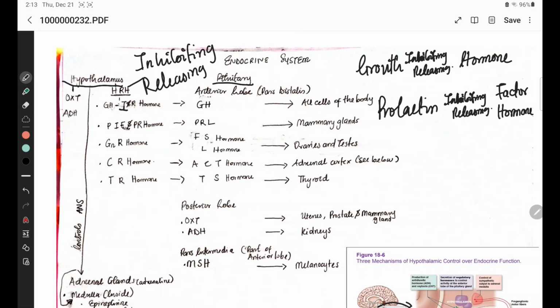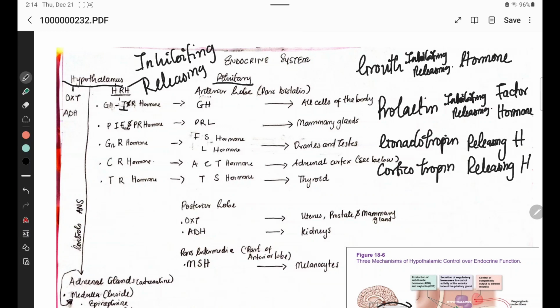And then we have the gonadotropin releasing hormone. This doesn't have an inhibiting version, so I'm just going to leave it at no. I can write it all out: gonadotropin releasing hormone. I was going to leave it as H, but I didn't want to confuse anyone. And then we have the corticotropin releasing hormone. And then we have the thyrotropin releasing hormone.